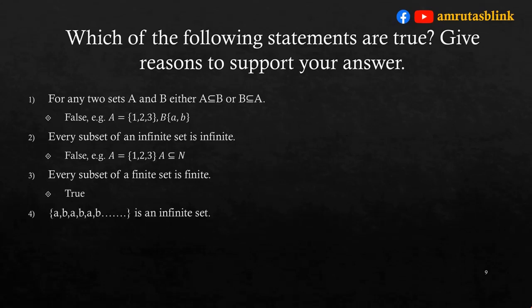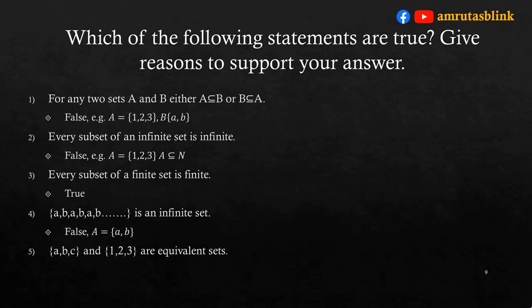Next is {A, B, A, B, A, B, and so on} is an infinite set. Now here, the letters A and B are arranged in a specific sequence. So it is A, after that B, A, after that B, A, and so on. If we need to find out the elements of the set, then it will be just A and B. So we can write the set as {A, B}, and hence it is a false statement that it is an infinite set. Rather it is a finite set with elements A and B.